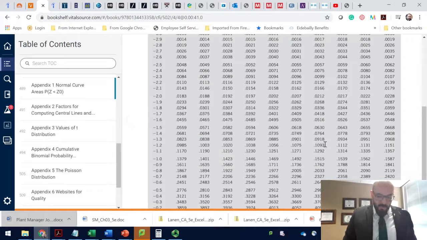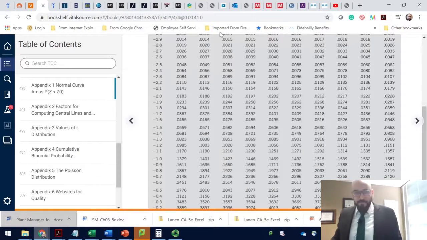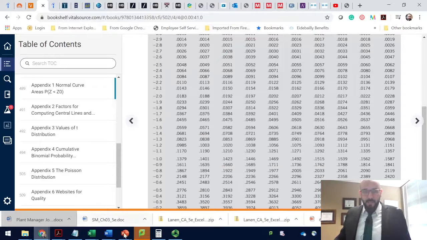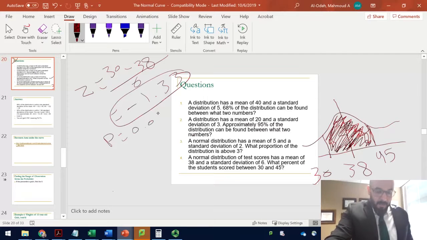0.918. I'm going to put this one down. Okay, we'll take this back to the question. The P would be equal to 0.0918. Now, next, let's do the other value, which is 45.